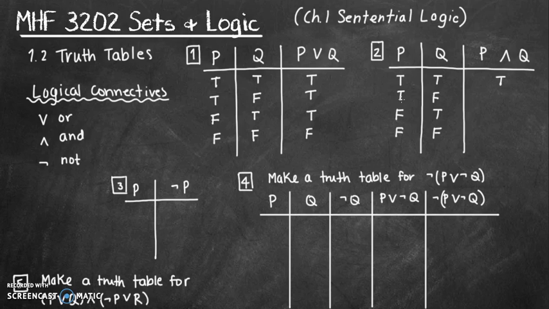However, here we have P is true, Q is false. So P and Q is false. Again, we have P is false, Q is true. So P and Q is false because both of them aren't true. And now we have P is false, Q is false. None of them are true. So P and Q is going to be false.